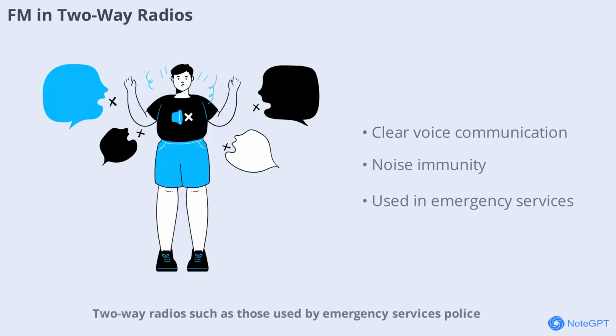Two-way radios, such as those used by emergency services, police, and taxi companies, rely on FM for clear and reliable voice communication. The noise immunity of FM ensures that messages are transmitted and received with minimal distortion, even in challenging environments. Narrowband FM is typically used in these applications to conserve spectrum while maintaining communication quality.